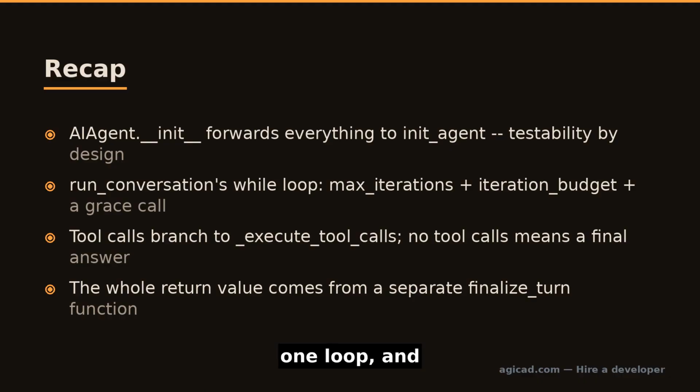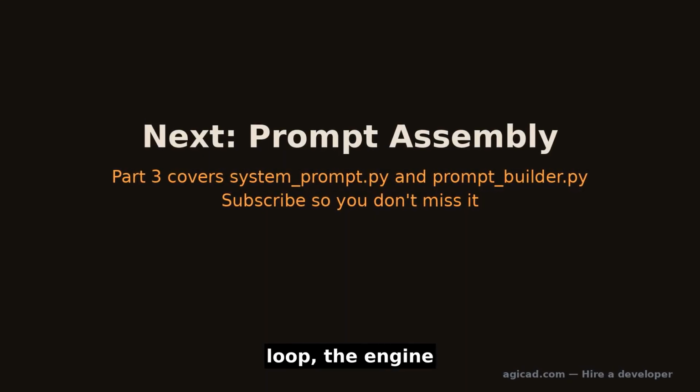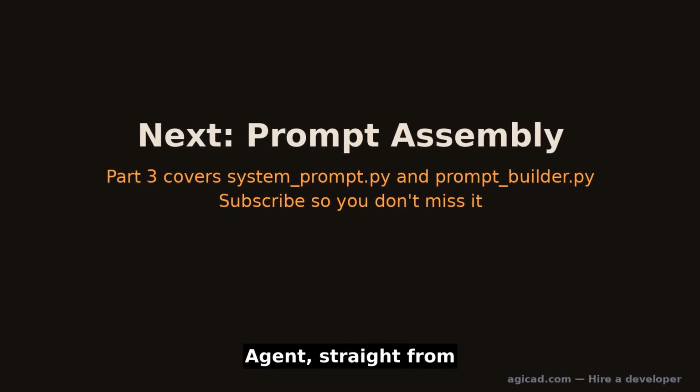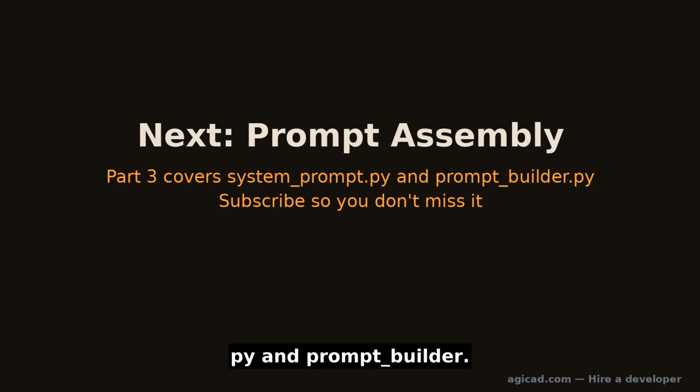That's the agent loop, the engine room of Hermes Agent, straight from the pinned source with every line cited. Part 3 goes one layer deeper, into how the system prompt itself actually gets assembled turn by turn, in system_prompt.py and prompt_builder.py, the stable, context, and volatile tiers that decide exactly what the model sees before it ever calls a tool.